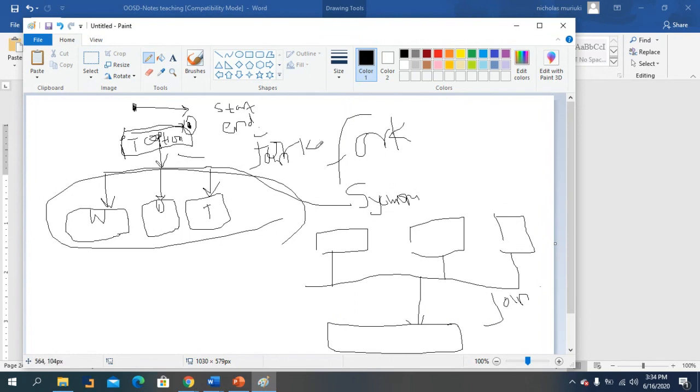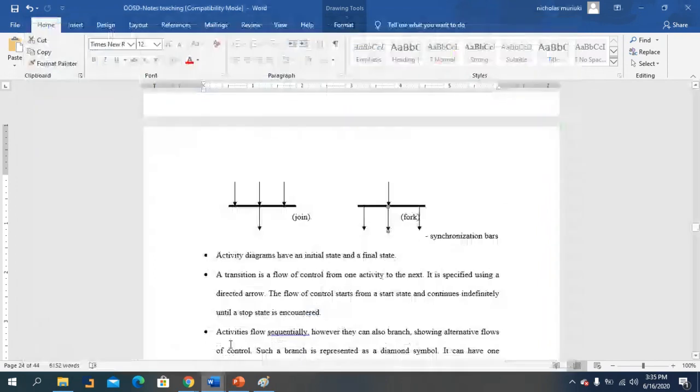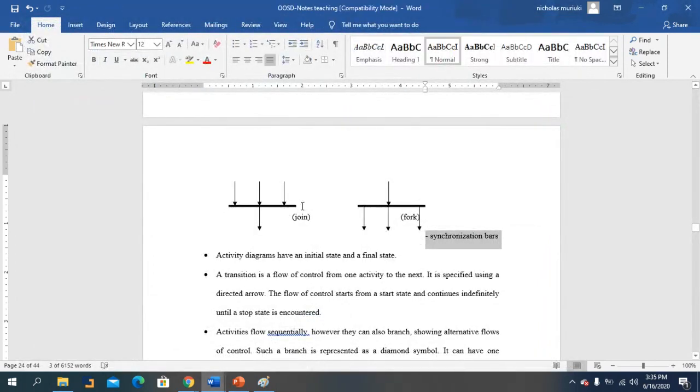So one activity distributes to multiple activities, and many activities distribute to only one activity. Maybe withdraw, deposit, transfer. At the end, you must print the receipt. So that one can be termed what you call the join. So this is what we are calling synchronization, the synchronization bar. If you look at these notes that we have, this line is now the synchronization bar.